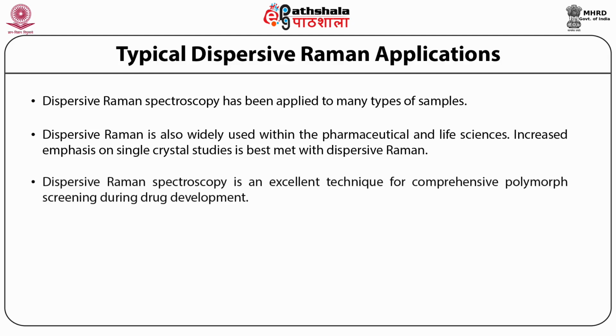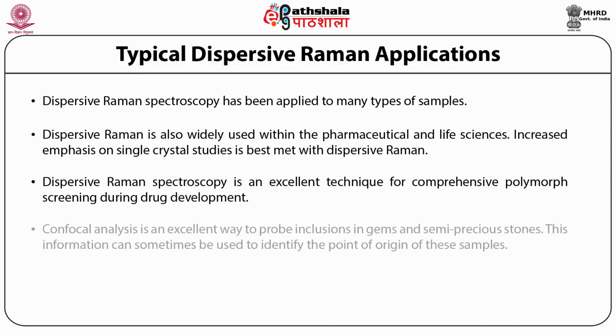Dispersive Raman spectroscopy is an excellent technique for comprehensive polymorph screening during drug development, inorganic analysis, and sample identification in geology and gemology. More commonly used is Dispersive Raman, because this method avoids the metal oxide fluorescence that may occur with FT Raman spectroscopy. Confocal analysis is an excellent way to probe inclusions, gems, and semi-precious stones. This information can sometimes be used to identify the point of origin of these samples.